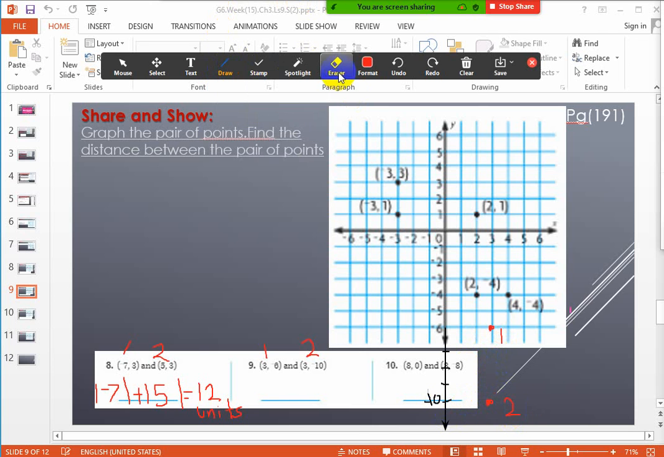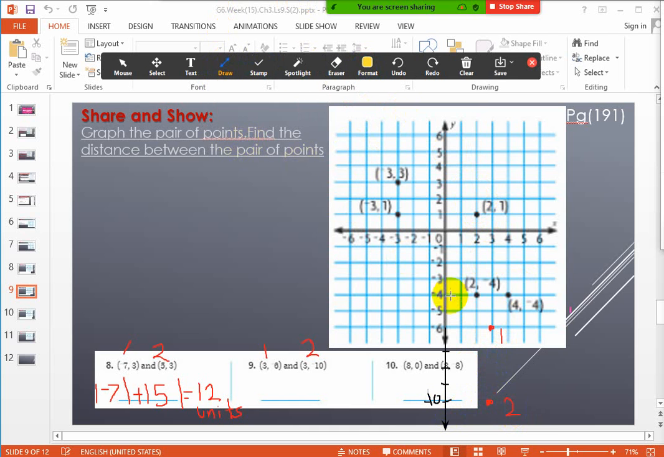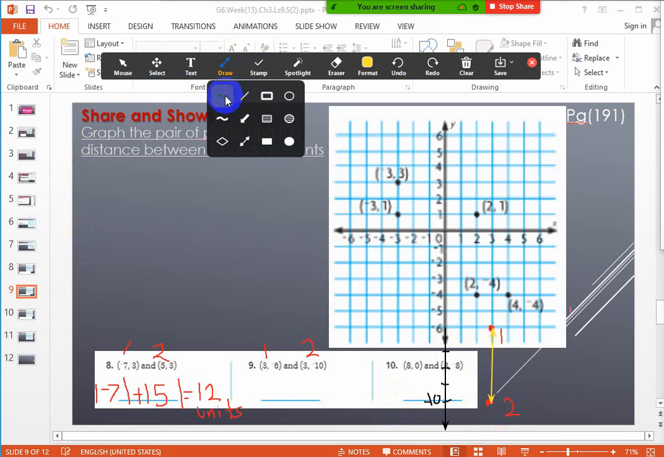Okay, look girls, the numbers on the vertical or horizontal lines. Welcome, Jenna. On the same vertical or horizontal lines. I have the same x here, that means they are on the same vertical line.